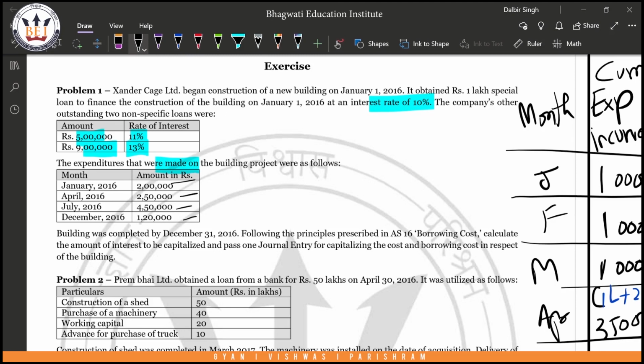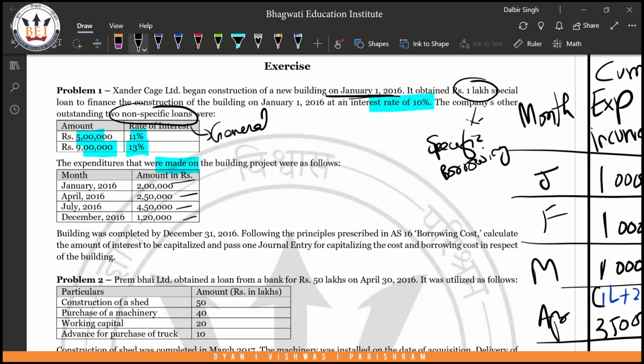Now, in this case, we began construction on January 1, 2016. Now this 1 lakh is called specific borrowing. Basically this borrowing is specific for the construction, and the non-specific borrowing which we have is general borrowing. I will explain the answer in a very different way and show you the presentation also. You're not supposed to present it the way I'll tell you now. I'll also show you the presentation in which you have to do it, but just for the purpose of understanding.